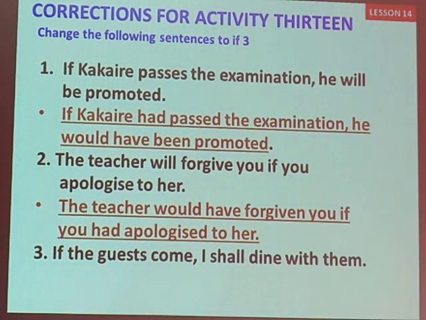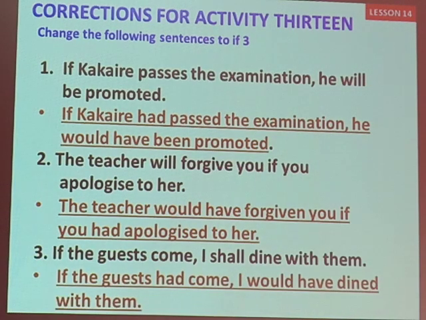The sentence reads, if the guests come, I shall dine with them. That sentence is in if 1. When we change it to if 3, we must have a past perfect tense in the if clause and the future perfect past in the main clause. So we must have the answer as, if the guests had come, I would have dined with them. You note that we have had come. Had come makes that sentence a past perfect. And then would have dined makes it a future perfect past.